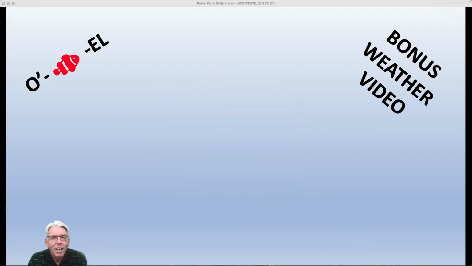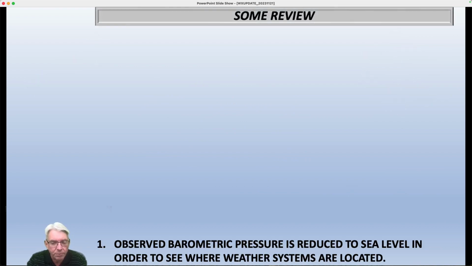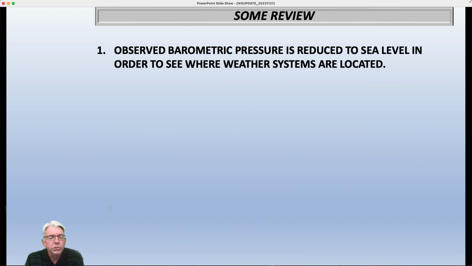So here we go. Let's do a little bit of review first because we need to set the stage for this explanation. Number 1, the observed barometric pressure at a given weather station is what we call reduced to sea level in order to see where the weather systems are located.